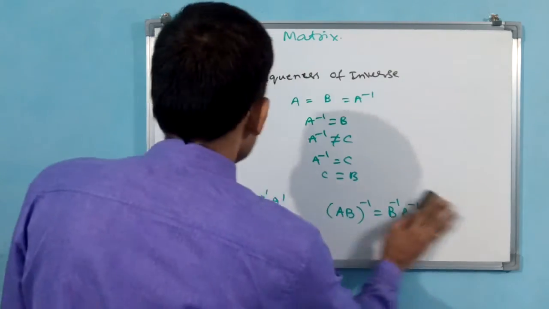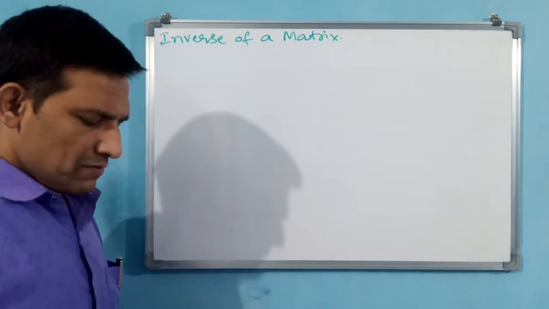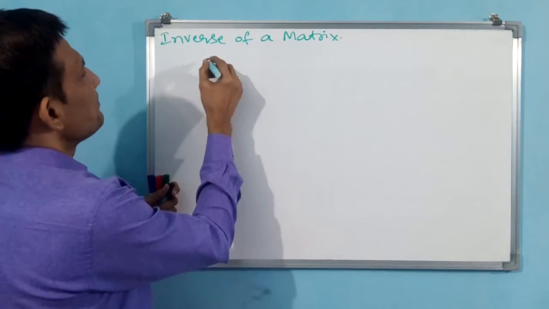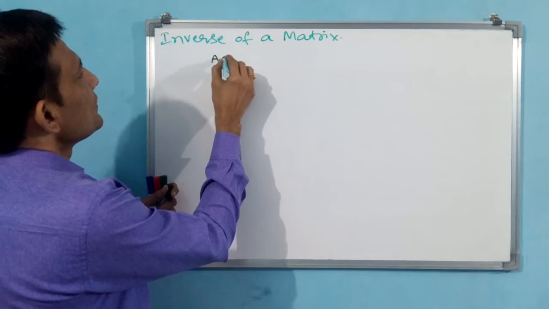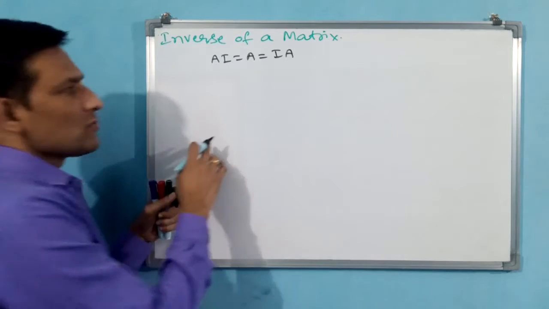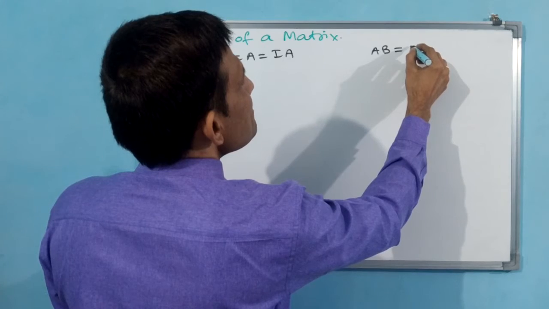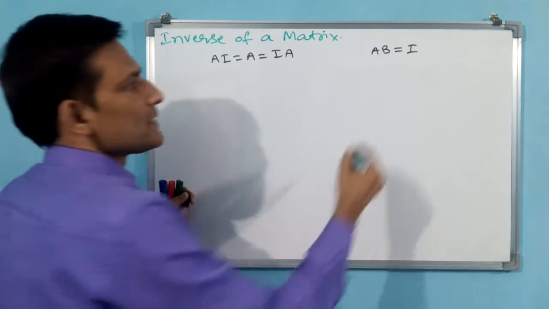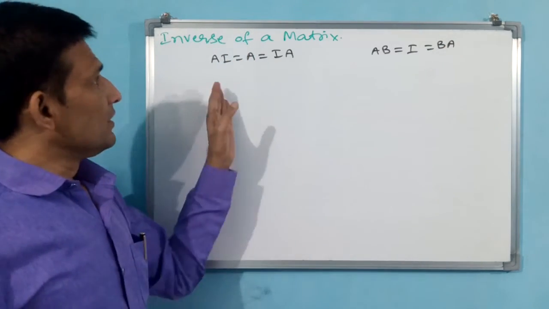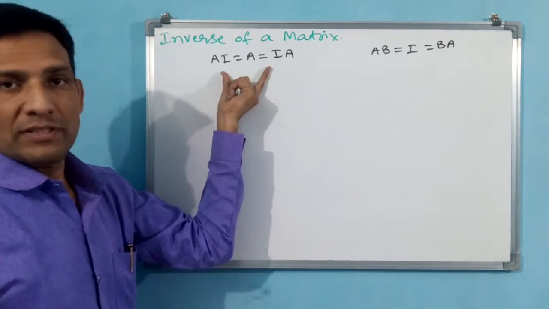Okay, you see, we will take a simple 2 by 2 example. Before that, again I am writing, you see: AI is equal to A, that is equal to IA. This already we have seen. AB is equal to I, that is equal to BA. This also we have seen. This is the condition for inverse.